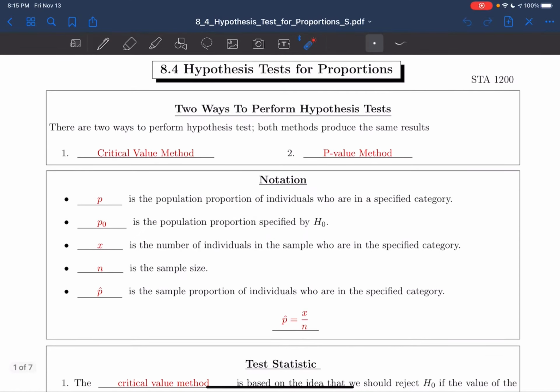So there's two ways to perform hypothesis testing. There's the critical value method, and then there's the p-value method. Right now we're going to talk about the critical value method, and then later on we're going to talk about doing hypothesis testing for proportion using the p-value method.